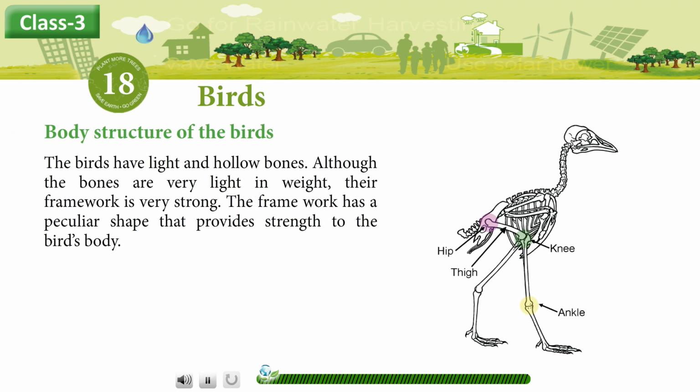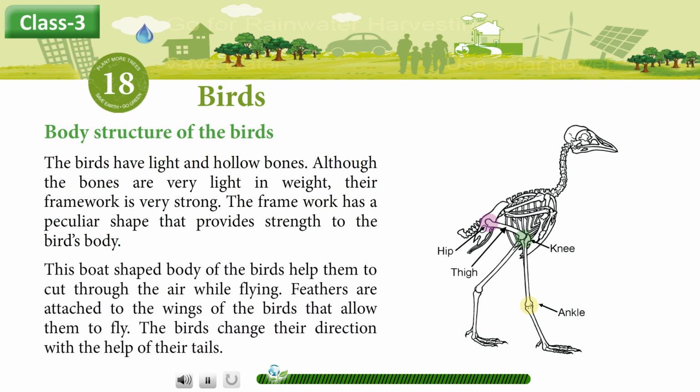The birds have light and hollow bones. Although the bones are very light in weight, their framework is very strong. The framework has a peculiar shape that provides strength to the bird's body. This boat-shaped body of the birds helps them to cut through the air while flying.